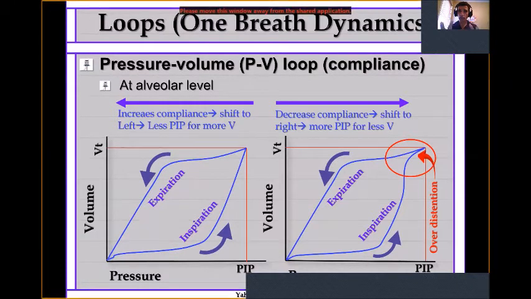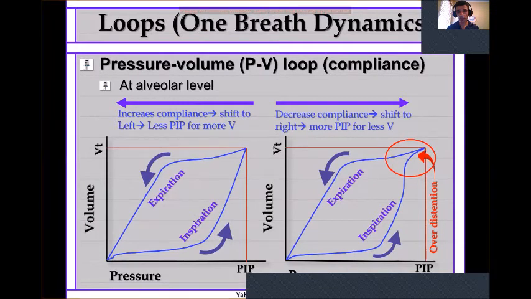So you get pressure, you get distension. And the thinner wall alveoli will get better distension, while thicker wall will get less. And therefore, the pressure volume loop will give you an idea about compliance. So here is the volume, and here is the pressure. We don't have time here. It's a one cycle.